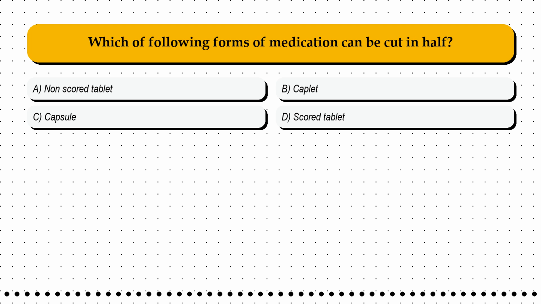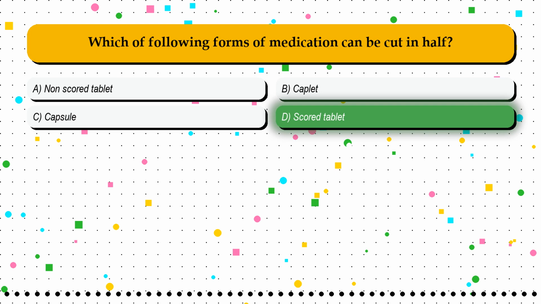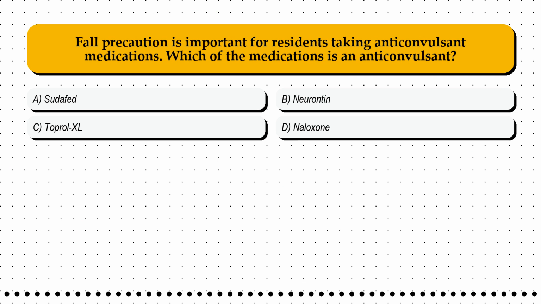Option A. Non-scored tablet. Option B, caplet. Option C, capsule. Option D, scored tablet. The correct answer is option D, scored tablet. Question 287. Fall precaution is important for residents taking anticonvulsant medications. Which of the medications is an anticonvulsant?